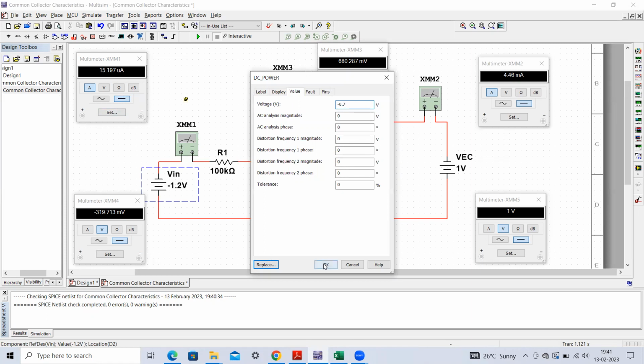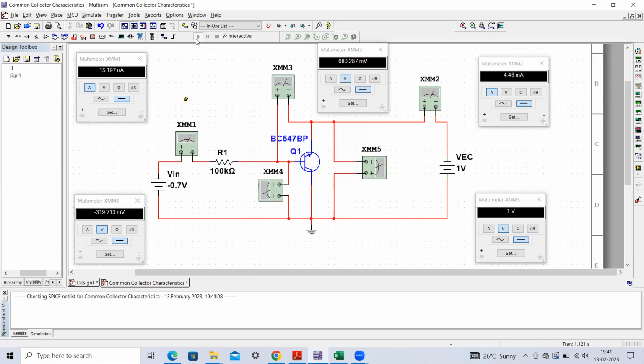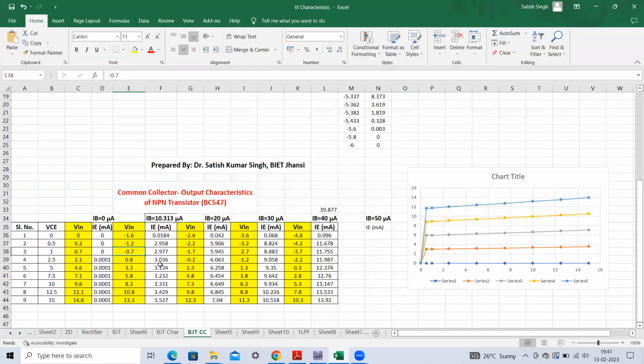Make it 0.7, and if you execute it, you will find that this current is again coming back to 10.313 microamperes. So now again the current is equal to its initial current. The corresponding emitter current you can measure here: it is 2.977 milliamperes.